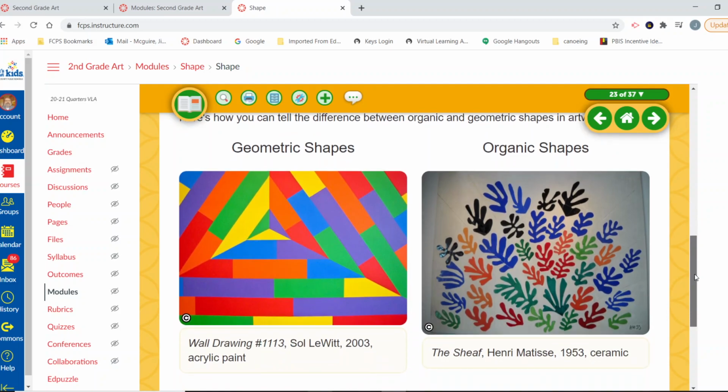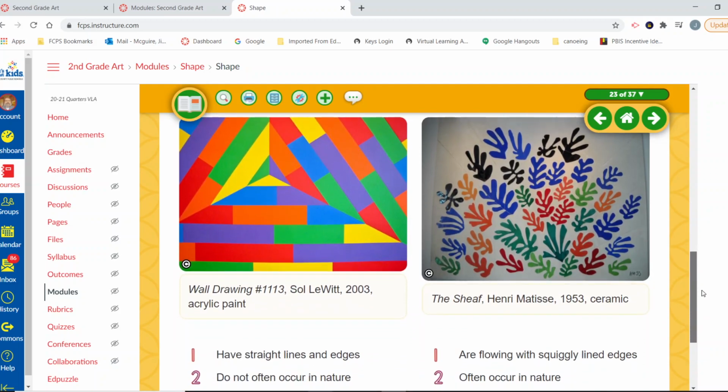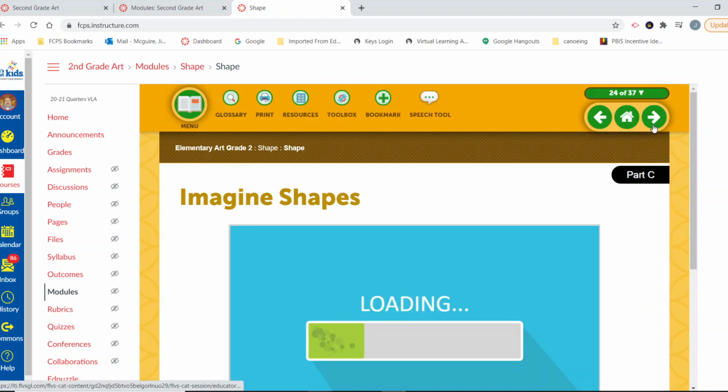And so when we look at the differences in them, on the left here, this wall drawing by Lewitt has lots of straight lines. These are not shapes you're going to see in nature. These are rectangles and triangles. And again, they have very precise edges. When those edges meet, they make a very straight line. Over here, though, on Matisse's painting, we've got very organic shapes. These look like leaves, little squiggly lines. Those are organic shapes. Look like they could occur in nature, maybe.